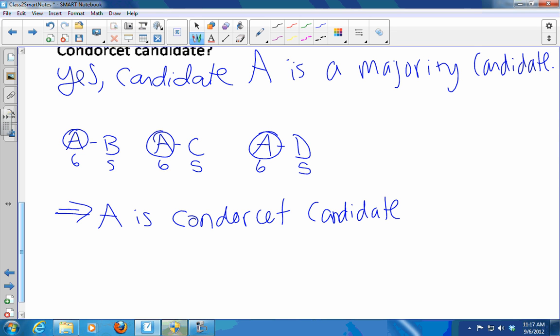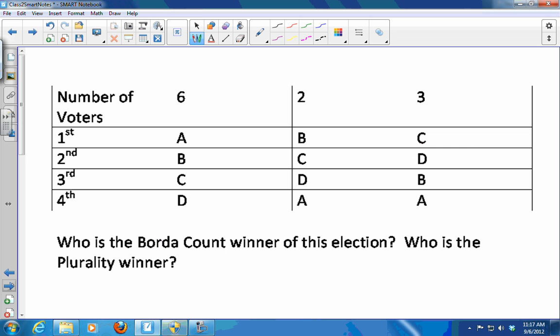So A is a really strong candidate. They have a majority of the votes. They're preferred over any other candidate in a head-to-head matchup. Those are the only 2 fairness ideals that we've talked about so far, majority and Condorcet. And A satisfies both of them. So the question is, what happens if we determine the election with Borda?